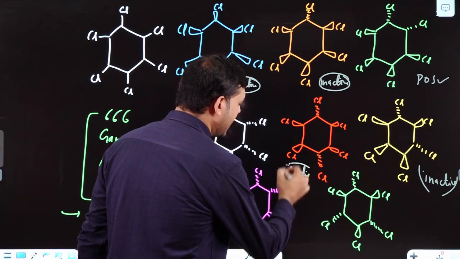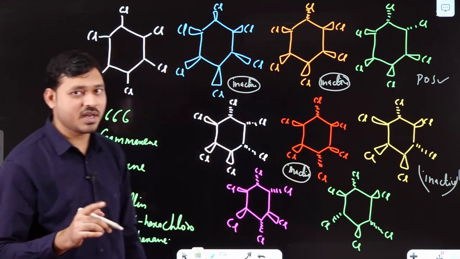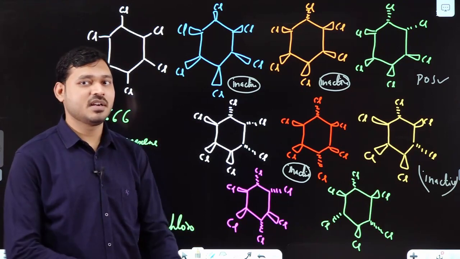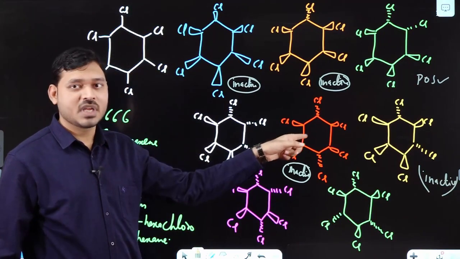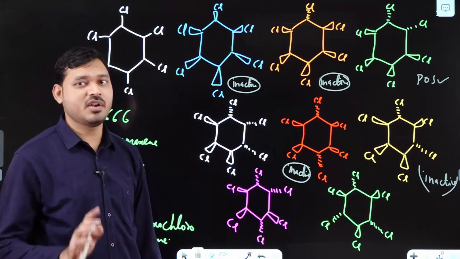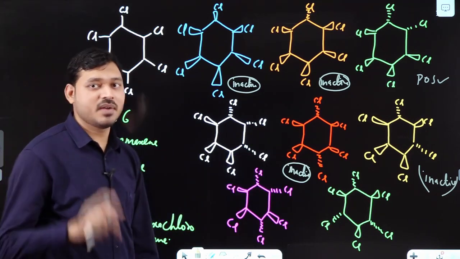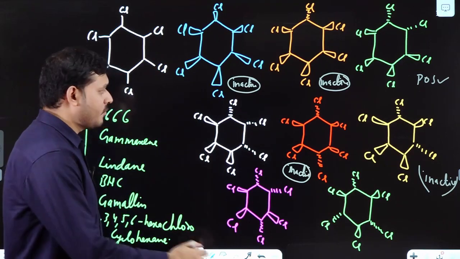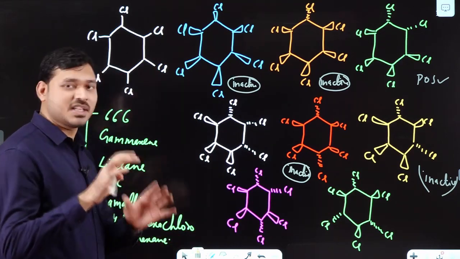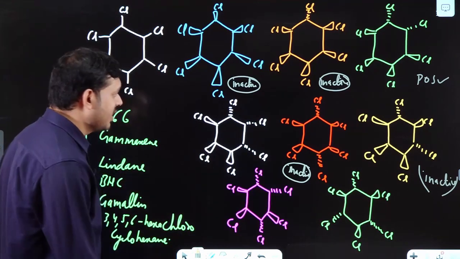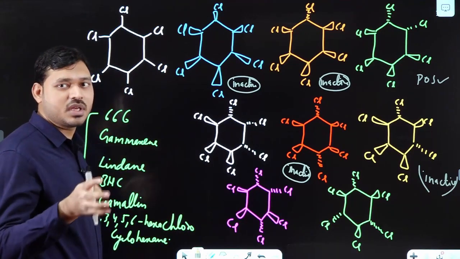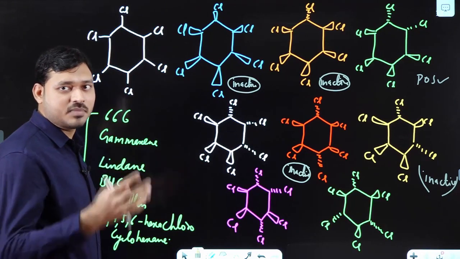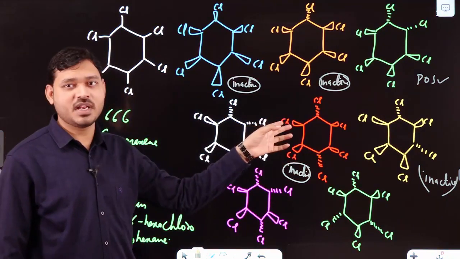Now as I was telling, one of the stereoisomers is named gamexene. That particular one, this one, is called lindane or gamexene. Clear? 1,4 on different side, means with respect to all other fours, position number 1 and 4, these two will be same side, remaining 2, 3 and 5, 6 will be on same side. So this one is also optically inactive.